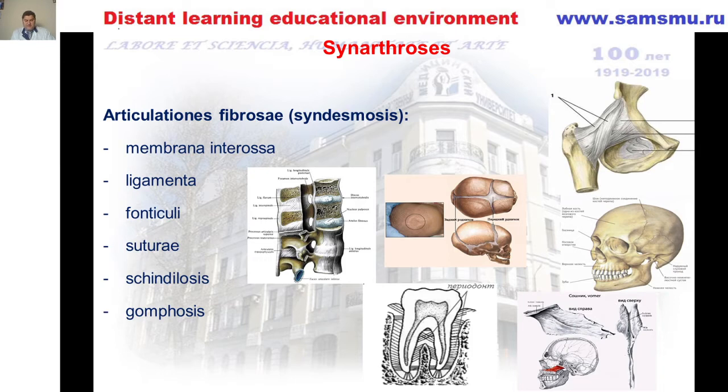The bones of the facial skull are joined with flat sutures. The edges of the bones are smooth and flat, but between the bones there is a layer of dense fibrous connective tissue. The fontanelles are also referred to as syndesmosis, the connection between bones in a newborn child.